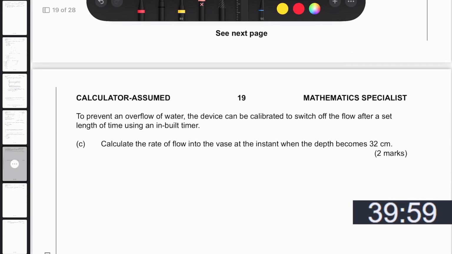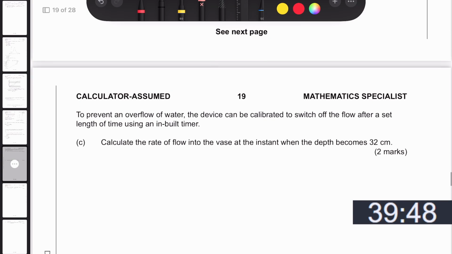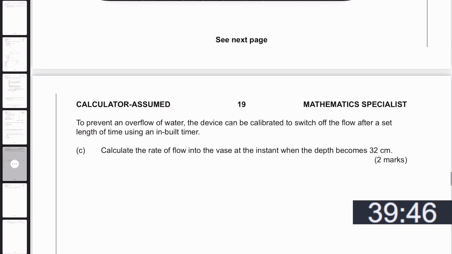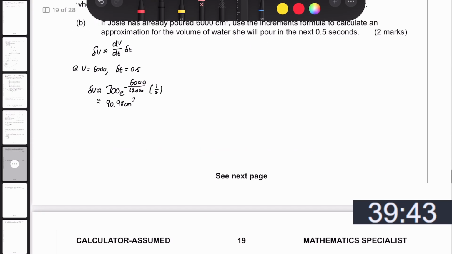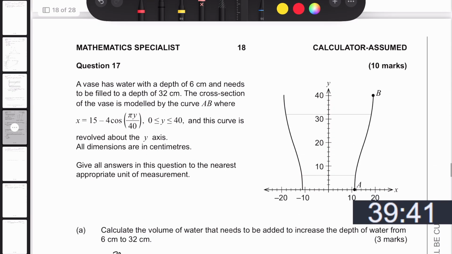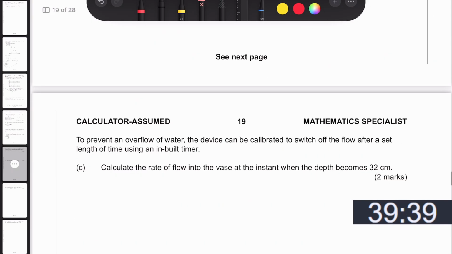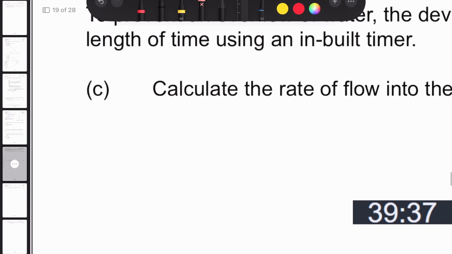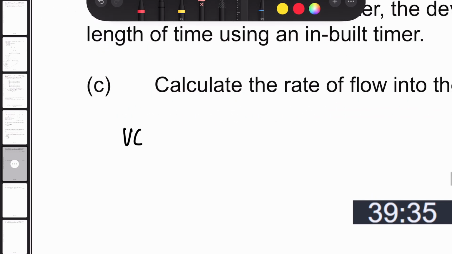To prevent an overflow of water, the device can be calibrated to switch off the flow after a set length of time using an inbuilt timer. Calculate the rate of flow into the vase at the instant where the depth becomes 32 centimeters. So we need to find the volume at 32. So at h equals 32, I'll say y equals 32.